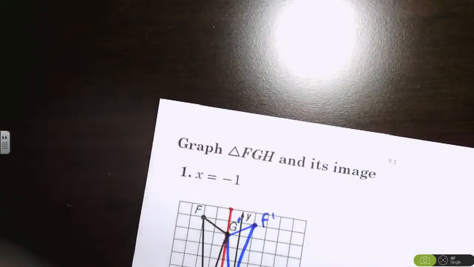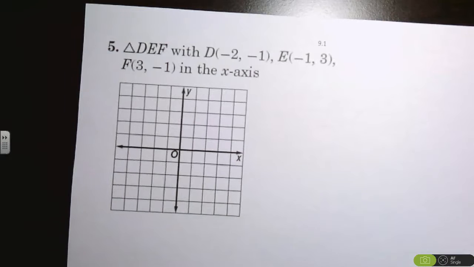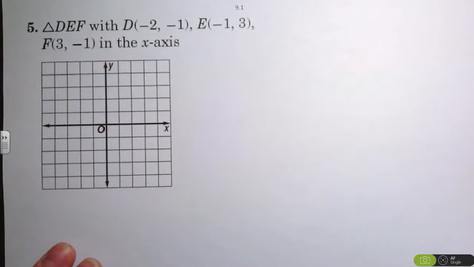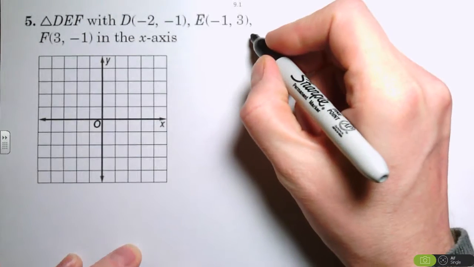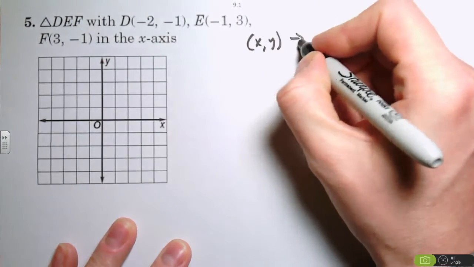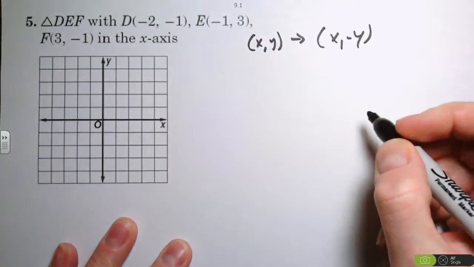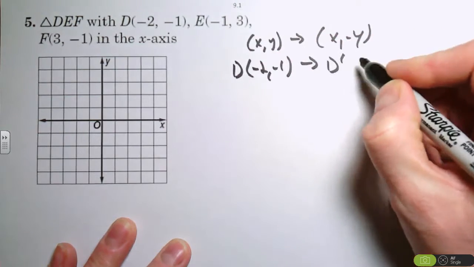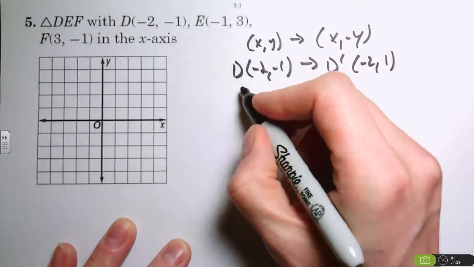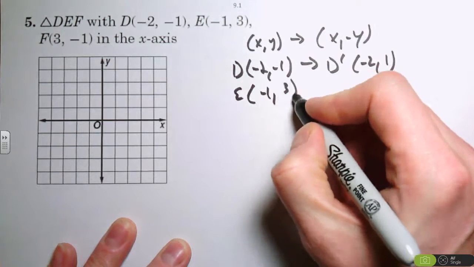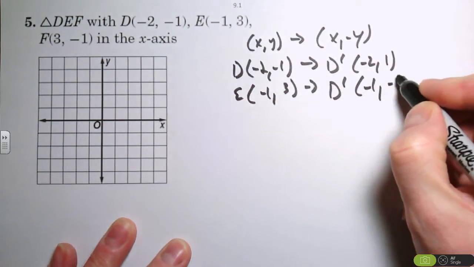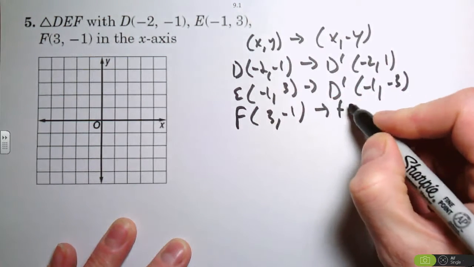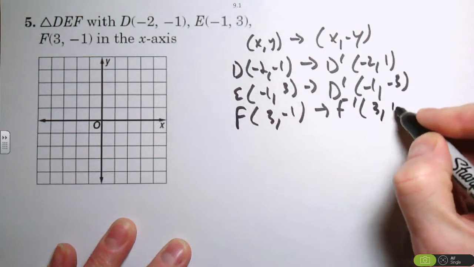Next one, reflecting this across the x-axis. Now the x-axis has a formula, so we'll look at that formula. To do a reflection across the x-axis, (x, y) becomes (x, -y). So D is (-2, -1). It becomes D prime at (-2, 1). E is (-1, 3). It becomes E prime at (-1, -3). And F is (3, -1). It becomes F prime at (3, 1).